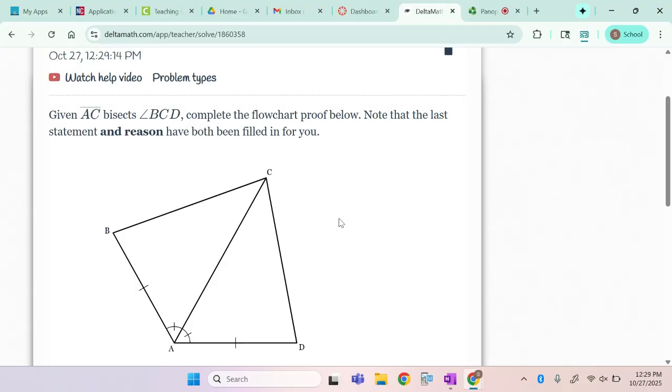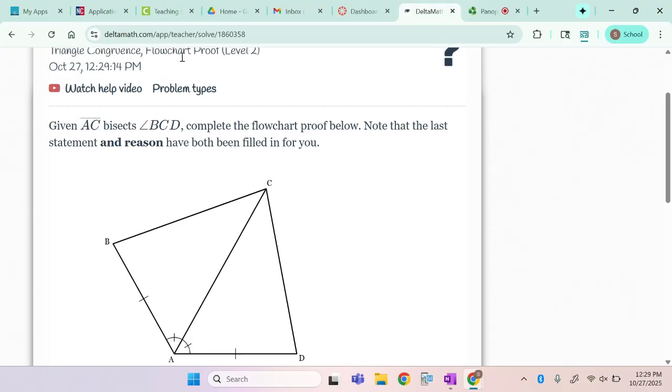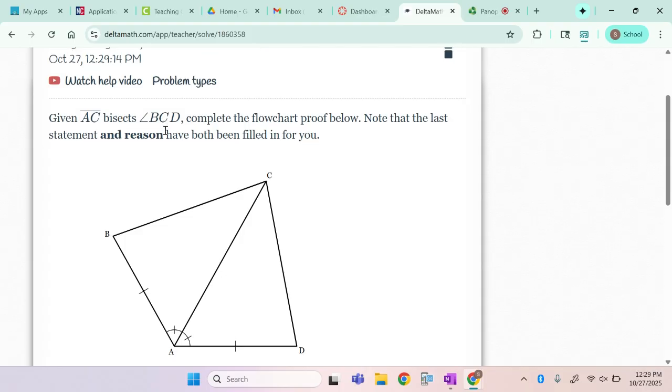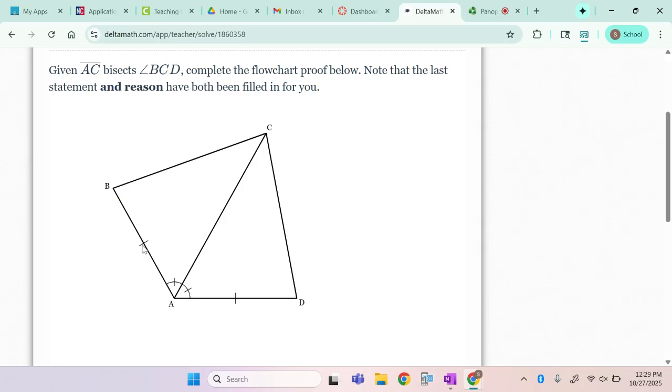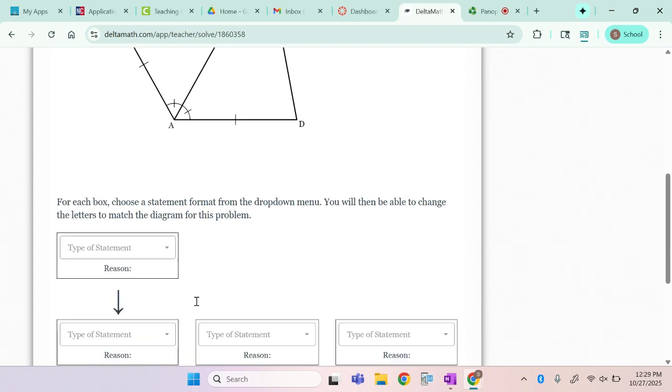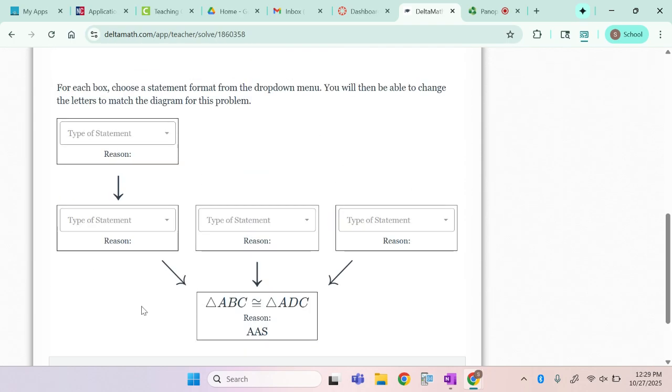Now, make sure you read the top. So it says up here that AC bisects angle BCD. And they also said that these two sides are congruent and these two angles are congruent. All right. So they already kind of gave us an idea of what our proof's going to look like. And they already said that we're going to be proving by angle side. All right. So we're going to show these triangles are congruent by angle side.